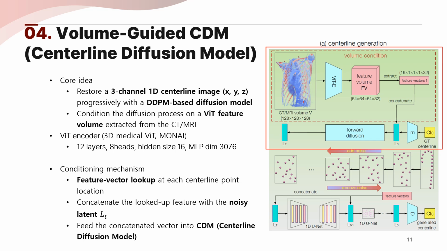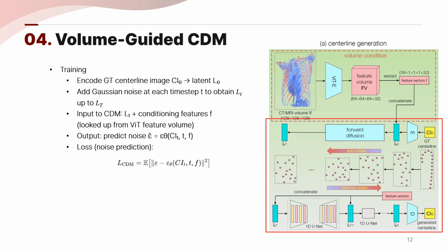It encodes the centerline as a 3-channel 1D signal, XYZ, and reconstructs it with a DDPM. To stay consistent with the scan, CDM conditions on a CT or MRI feature volume from a MONAI 3D ViT. At each centerline point, it looks up the corresponding feature vector, concatenates it with the noise latent L_t, and uses this to generate patient-aligned centerlines.